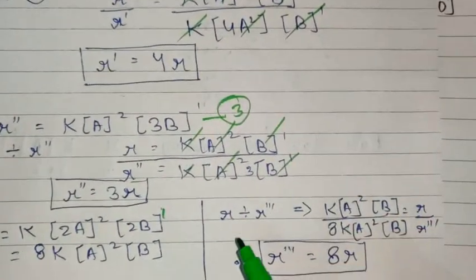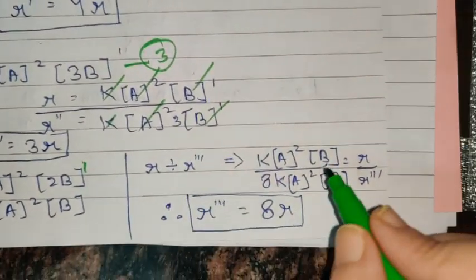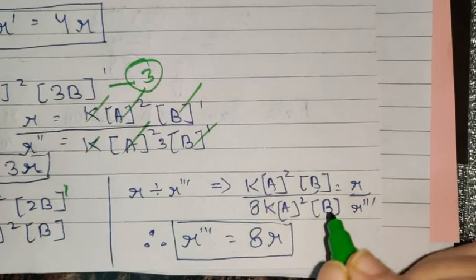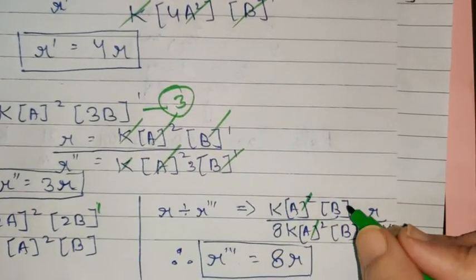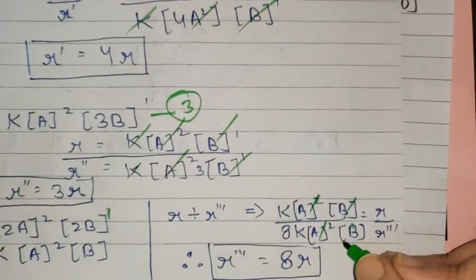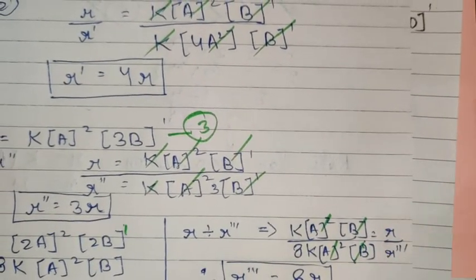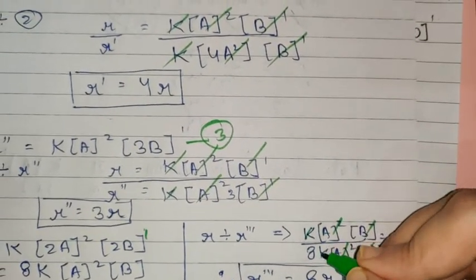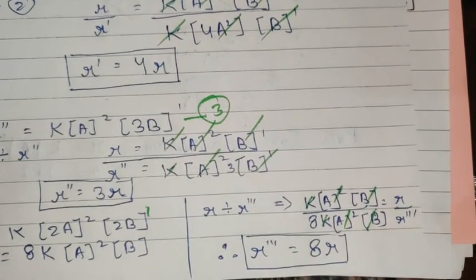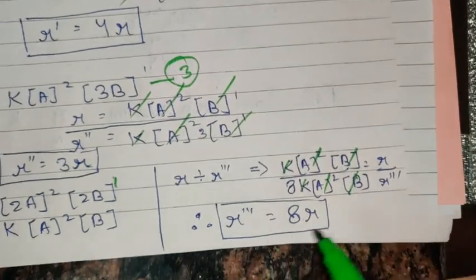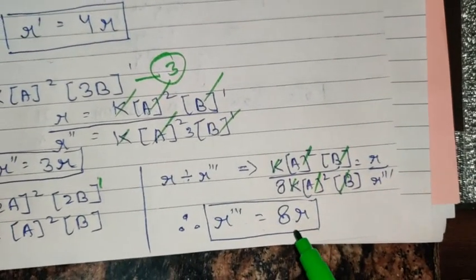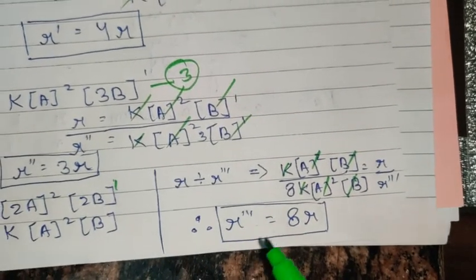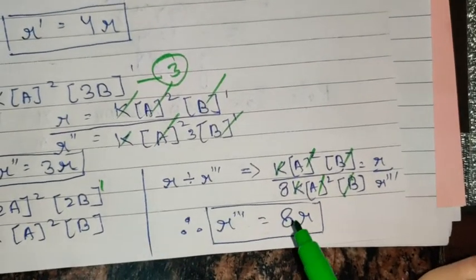Now on dividing equation 1 with equation 3, what will you get? You'll get K A square into B upon 8K A square into B. Now this and this will get cancelled off. Similarly this and this will get cancelled off, and in your equation you'll have only 1 upon 8. So 1 upon 8 is equal to R upon R triple dash. So you'll get R triple dash is equal to 8R. That means on doubling the concentration of both the reactants A and B, the new rate of reaction will be 8 times the initial rate of reaction.